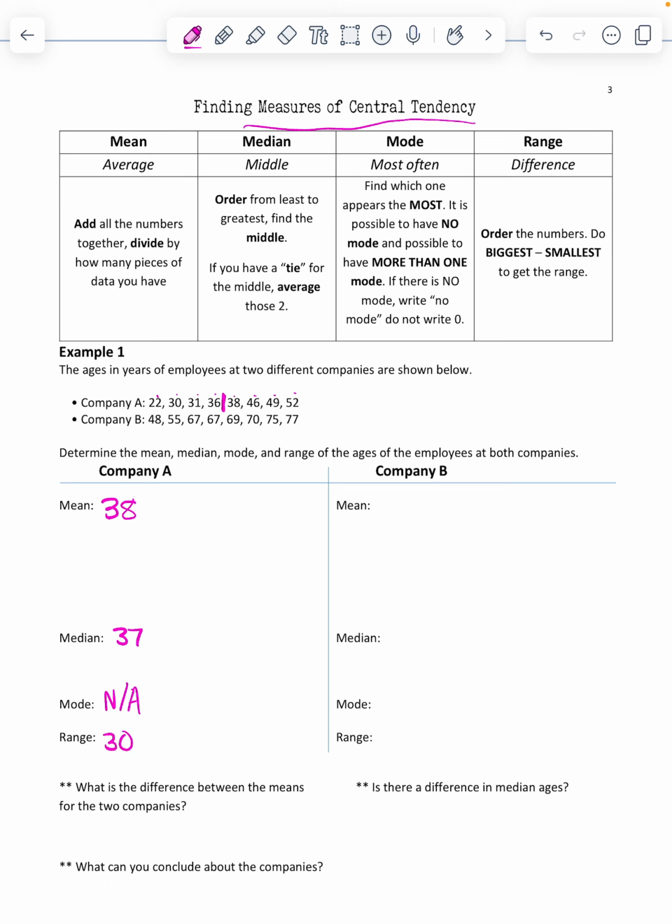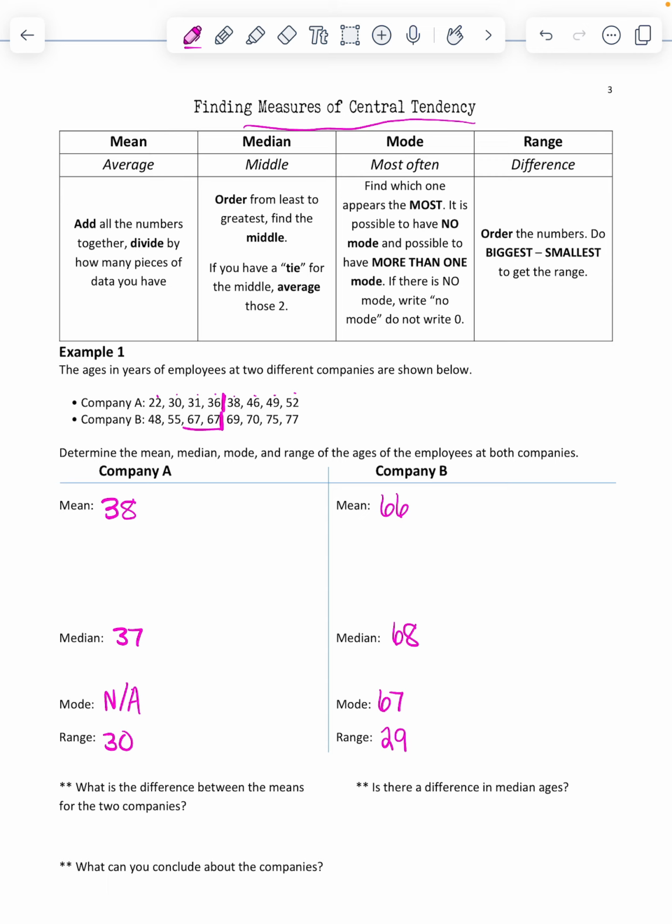Okay, for Company B, same idea. 48 plus 55 plus 67, 70, 75, 77. We still have 8, so when I take this 528 and divide by 8, I get a mean of 66. The median, the numbers are already in order for us, which is great. The median is going to be between 67 and 69. That's going to be 68. The mode, the number that occurs the most, 67 occurs the most. And the range, 77 minus 48, is a range of 29.